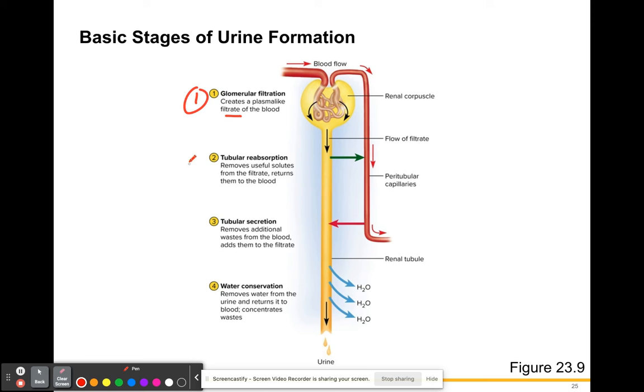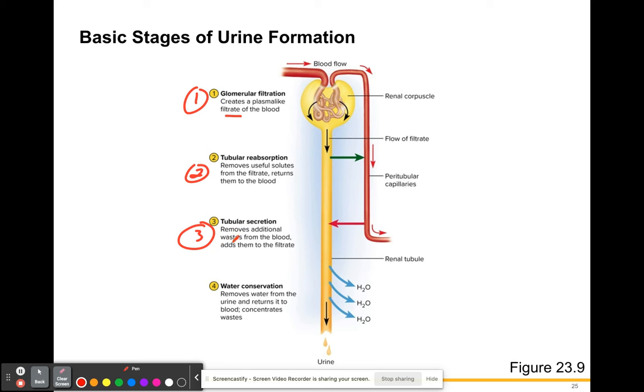Okay. After the stuff gets filtered, you're going to have what we call tubular reabsorption. And that's going to remove useful solutes from the filtrate and give them back to the blood, right? So there are things that we're going to filter out that we don't necessarily want to get rid of, that are helpful to us. And we want to give those things back to the blood because we don't want to throw away good stuff.